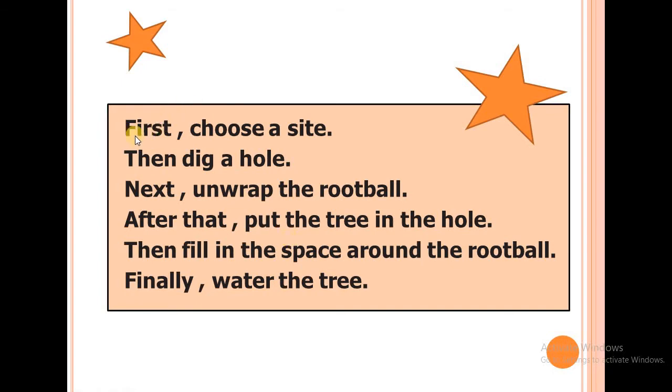Okay. Now, as we see, we used "first" in the beginning. So this is the first sequence word. Now, then, next, after that, then, finally. So in the beginning we used first, in the last we used finally, and in the middle we used then, next, after that, then. And as we see, after first, after next, after that, after finally, we use a comma. But after then, we don't use a comma.